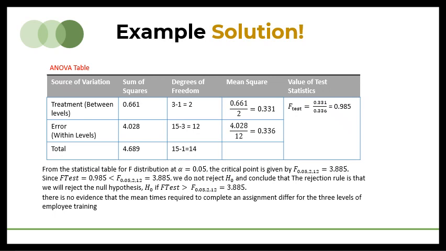The rejection rule is that we will reject the null hypothesis if F is greater than F 0.05, 2, 12, which is equal to 3.885. Therefore, there is no evidence that the mean times required to complete an assignment differ for the three levels of the employee training.